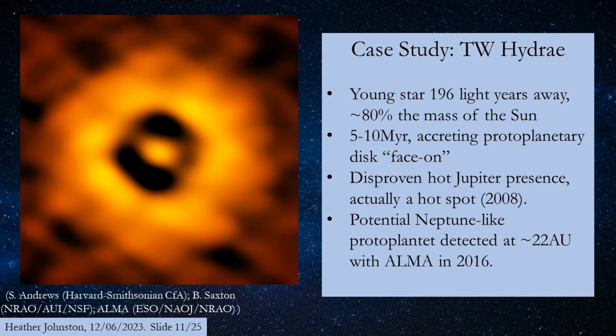And since then, we have actually found a Neptune-like planet, which was detected at around 22 AU, so much further out in the disk. And this was done with ALMA, which is a series of telescopes in Chile that are specifically developed to view protoplanetary disks.